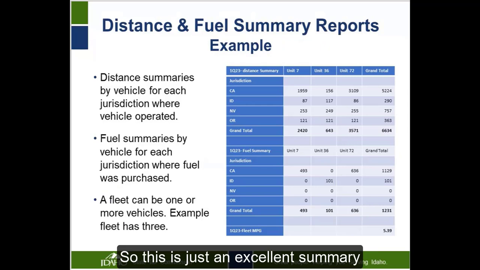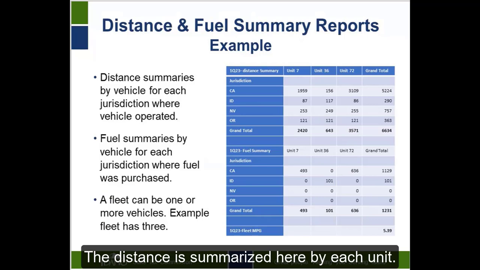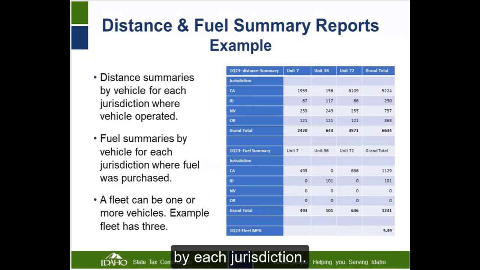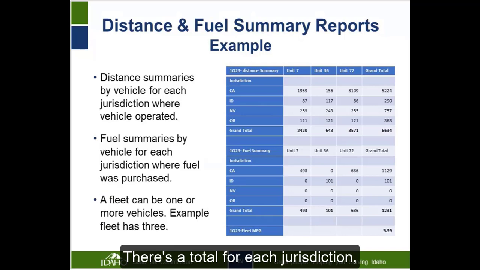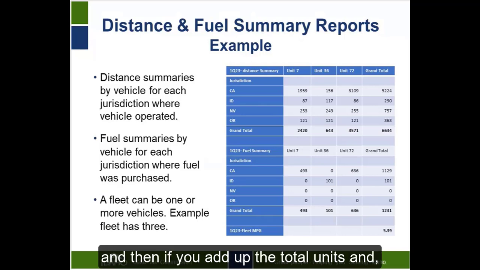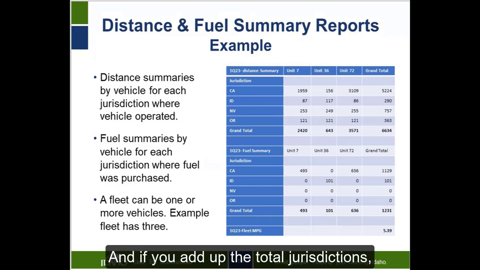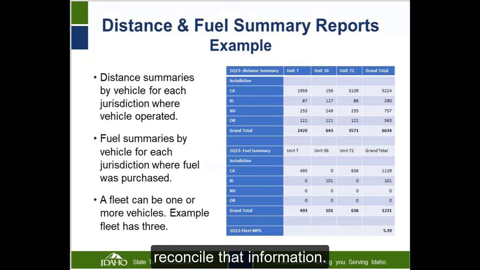Okay. So this is just an excellent summary report for distance and fuel. The distance is summarized here by each unit. The distance is also summarized by each jurisdiction. There's a total for each unit. There's a total for each jurisdiction. And then if you add up the total units and you come up with the total amount of distance, and if you add up the total jurisdictions, you come up with the same number. So it's important that you reconcile that information, and if you have odometer readings, it's awesome to reconcile those total numbers too.